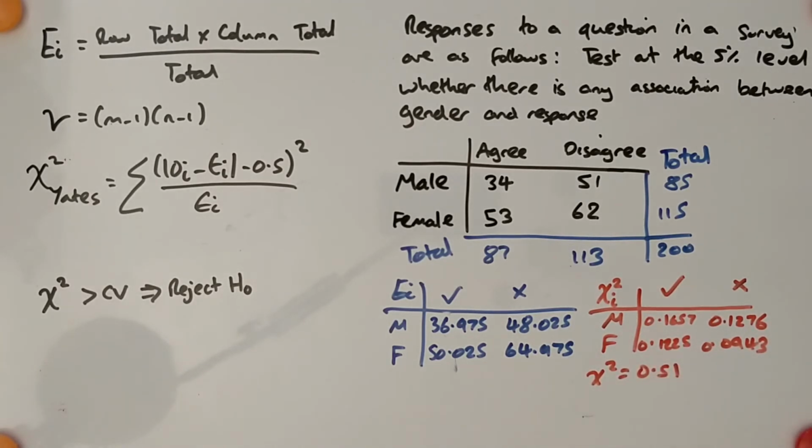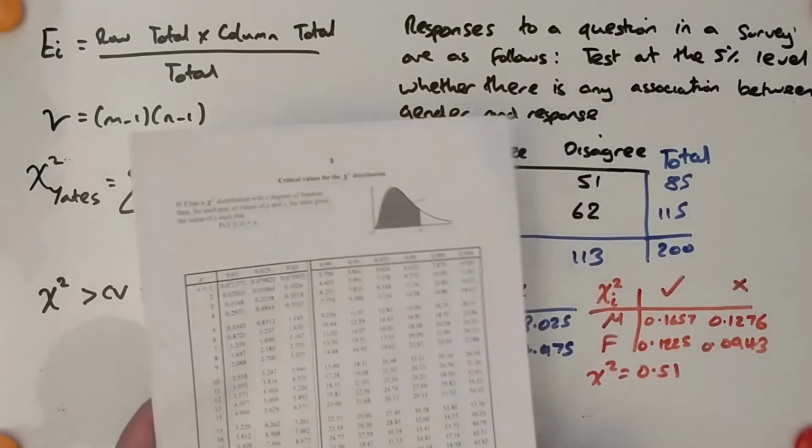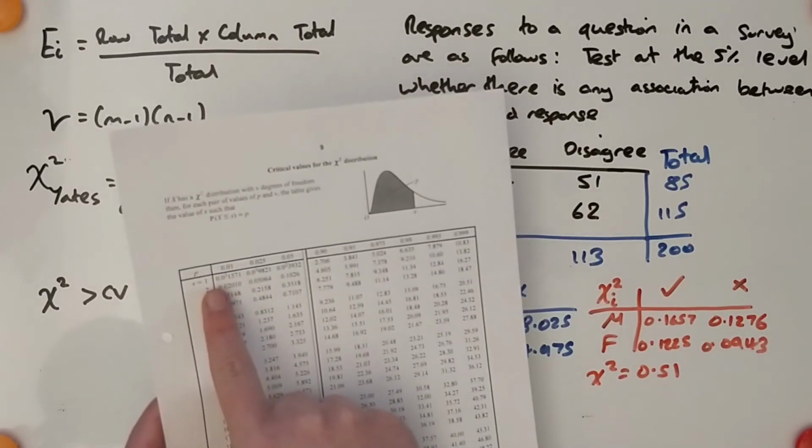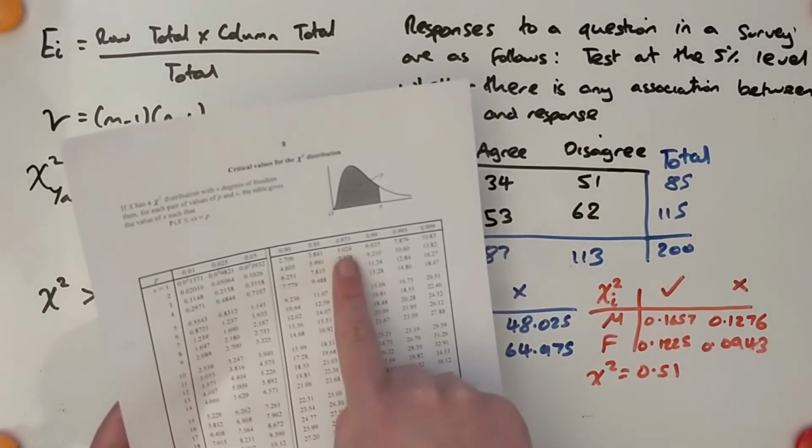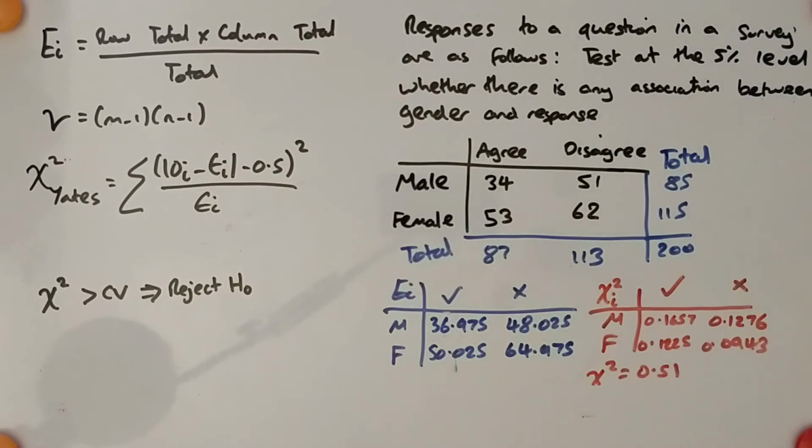Once we've got our chi-squared value, everything else is still the same. I need to work out my degrees of freedom. This is a 2 by 2 table, so the degrees of freedom is always going to be 1. So I'm only interested in the top column here. So degrees of freedom is 1, we're doing 5% level, so our value is 3.841. So degrees of freedom is 1, critical value is 3.841.